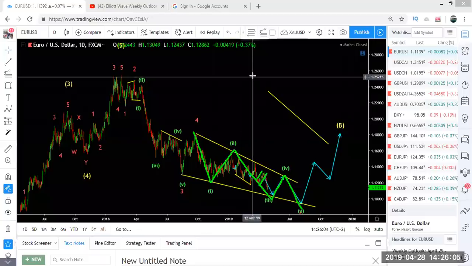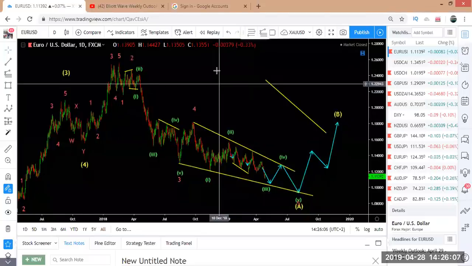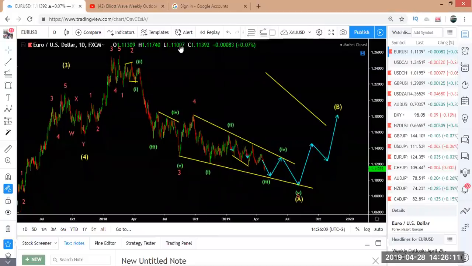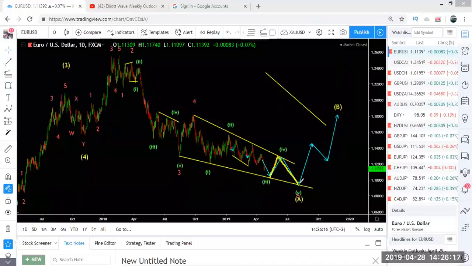So this is the structure that we're expecting on the Euro. Let's switch it off here and show what we're looking at. That is the diagonal. 1, 2, 3. We'll expect a bounce, another bounce, another push to the lower side. And you'll see that I'm indicating a 3-wave pullback to this level.